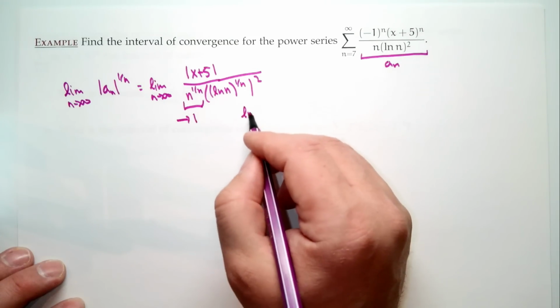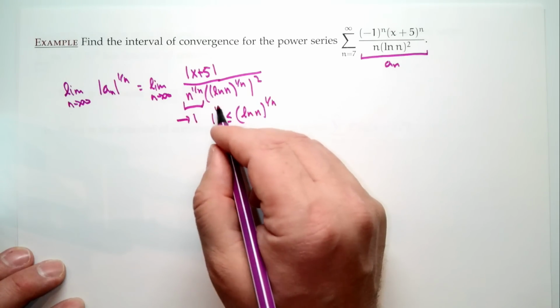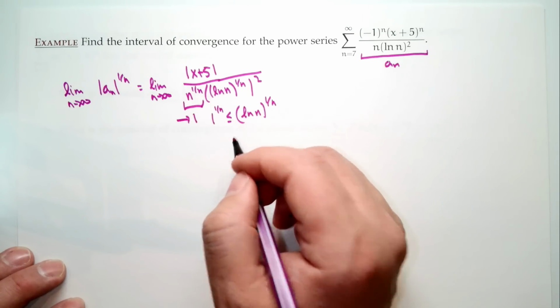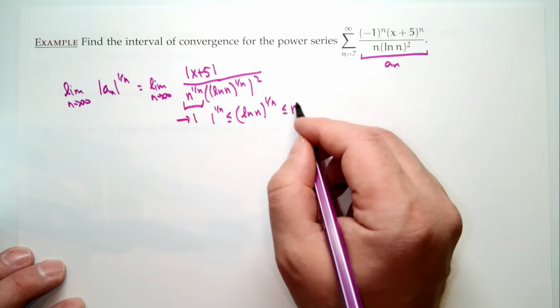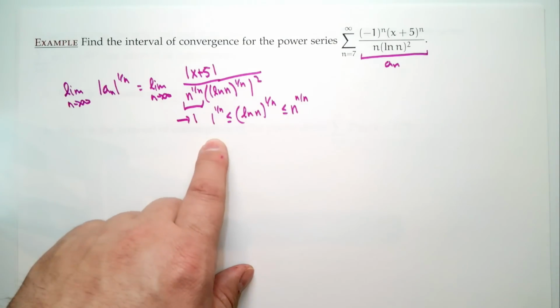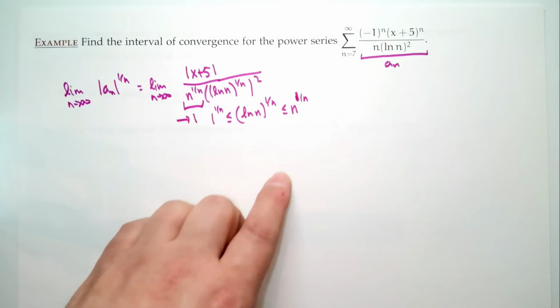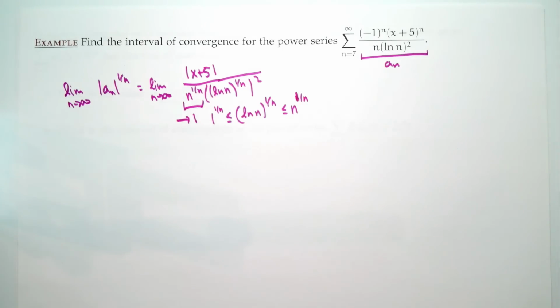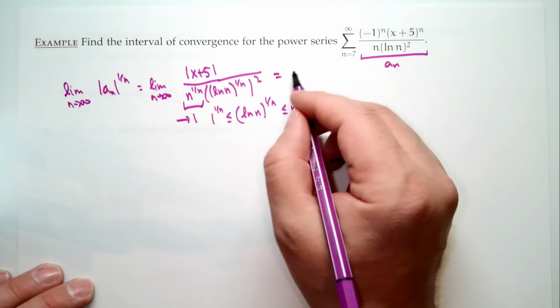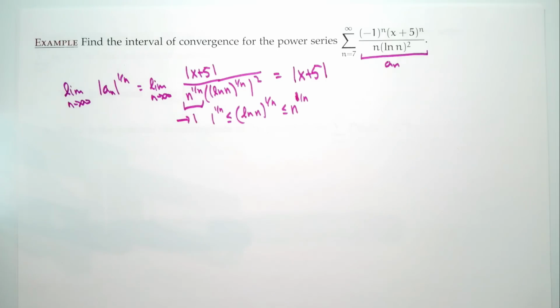Now log of n to the 1 over n, well, this is certainly bigger than 1 to the 1 over n because log of n is going to get big. And it's also going to be certainly less than or equal to n to the 1 over n because log of n does not get very big very fast. That's going to 1. Which means that this also goes to 1. All right. Well, that says our limit is absolute value of x plus 5.